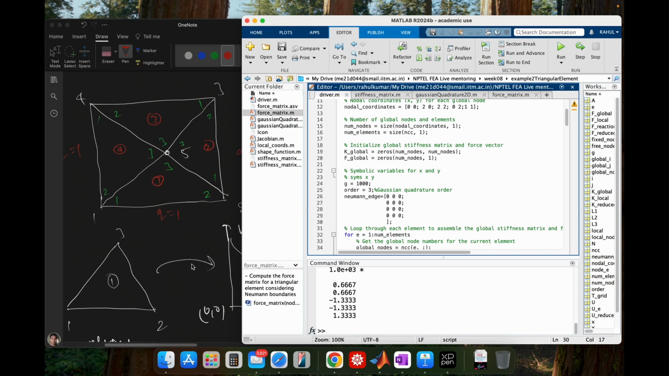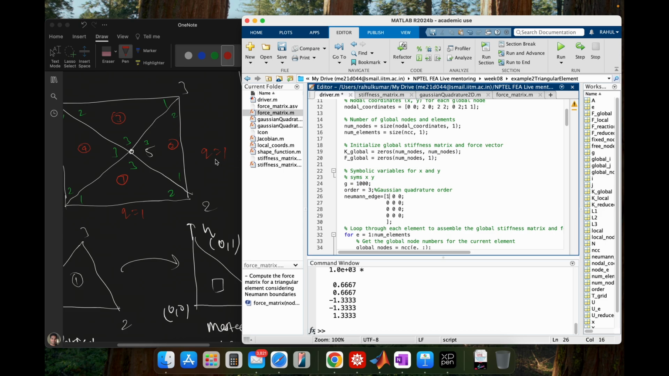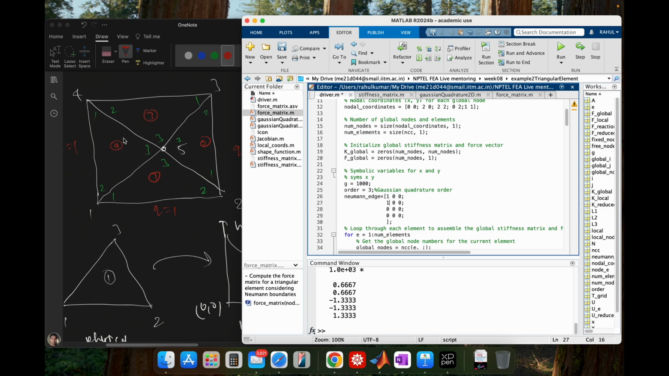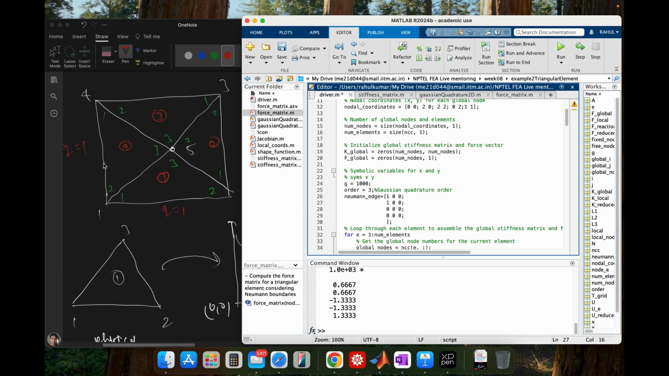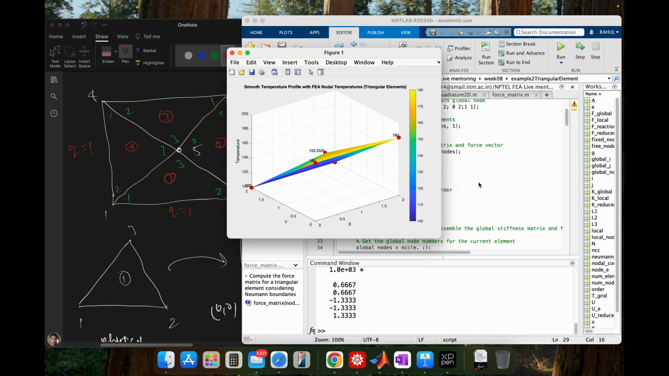So for element 1, what is the entry? The entry should be 1 0 0, because this is edge number 1. For element 2, it should be 1 0 0, and there will be no such entry here. But for this there will be 1 0 0. Okay, so now let's run this code also and we will see the result.